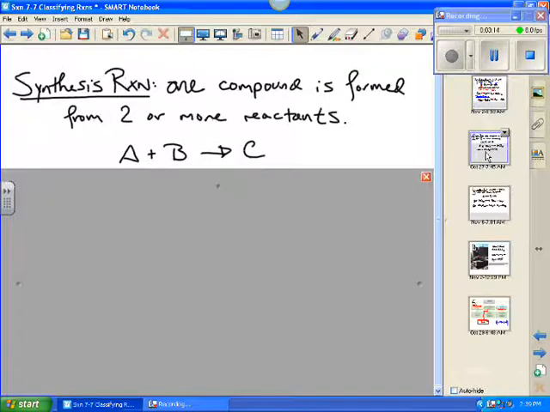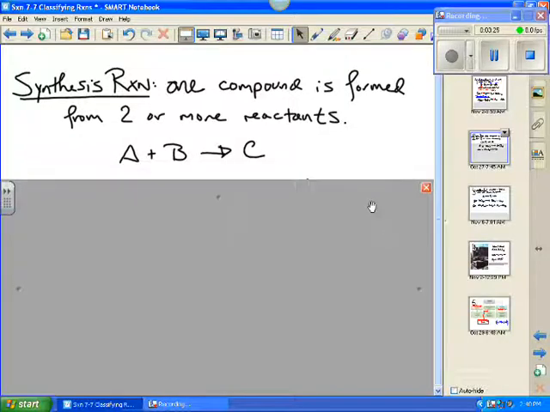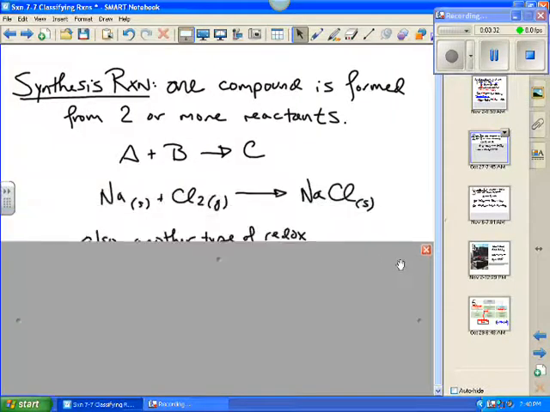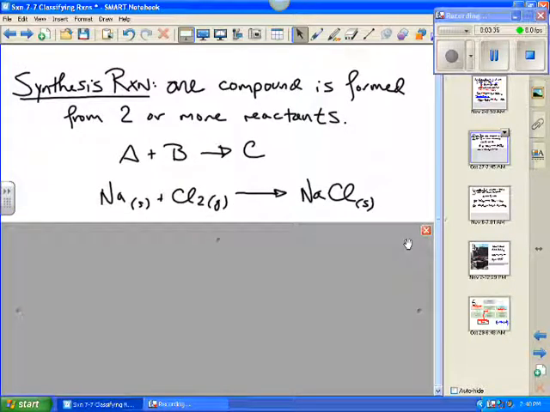Another category of reactions is a synthesis reaction. A synthesis reaction is when a new compound is formed from 2 or more reactants. So algebraically it's shown here, A plus B yields C, C indicating a new product is formed. I will show you a video of this tomorrow, which is pure element sodium and elemental chlorine gas, diatomic of course, reacting spontaneously to form salt, NaCl. And of course this looks like it needs a little balancing too.